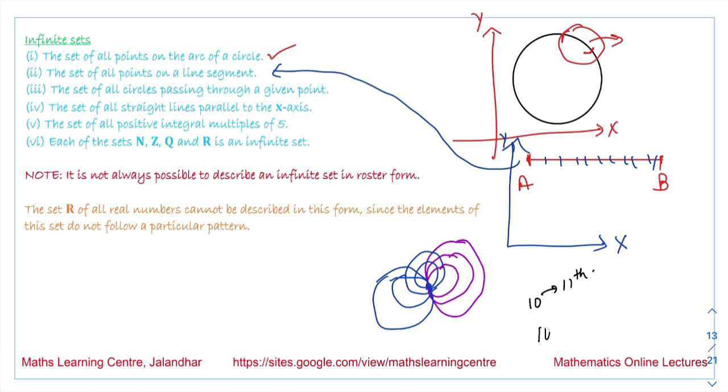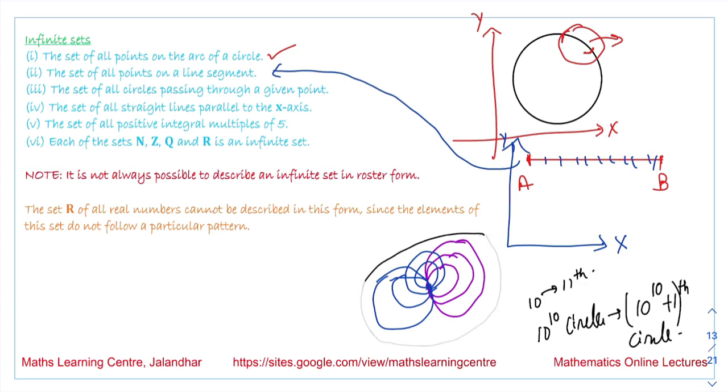Next, suppose I have drawn 10 raised to the power 10 circles, after that I can draw the 10 raised to the power 10 plus 1th circle. So we can keep on drawing the circles in this way. If we start counting the number of circles, this counting is not going to end, and we are saying that this collection is an infinite collection. So the set of all circles passing through a given point is an infinite set.